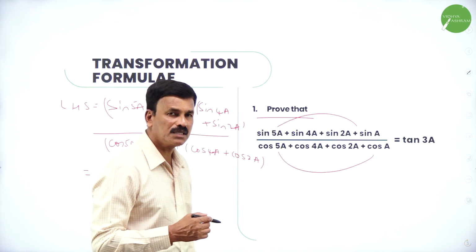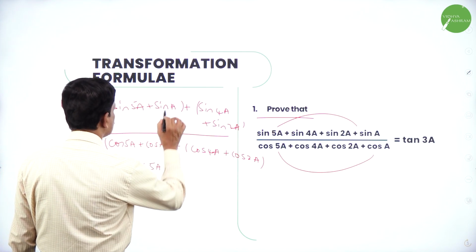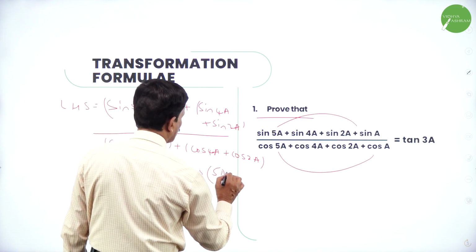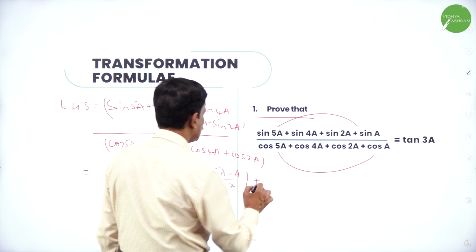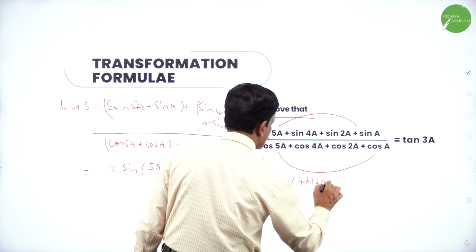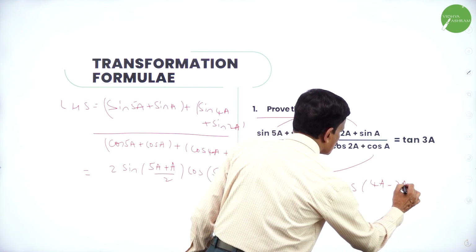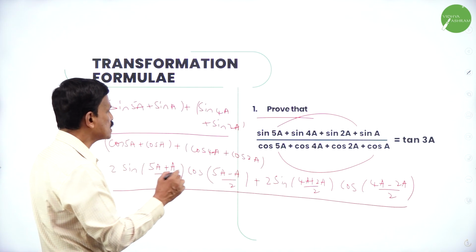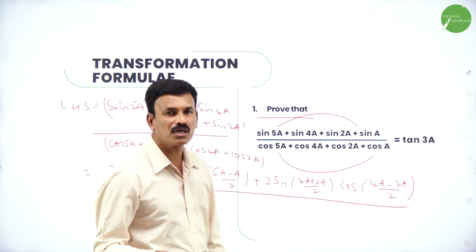Now using sin C plus sin D. What is the formula for sin C plus sin D? Sin C plus sin D is equal to 2 sin (C plus D)/2 into cos (C minus D)/2. So, 2 sin (5A plus A)/2 into cos (5A minus A)/2, plus again sin 4A plus sin 2A is 2 times sin (4A plus 2A)/2 into cos (4A minus 2A)/2, whole divided by, in the denominator, this is of the form cos C plus cos D. What is the formula for cos C plus cos D? Cos C plus cos D is 2 cos (C plus D)/2 into cos (C minus D)/2.